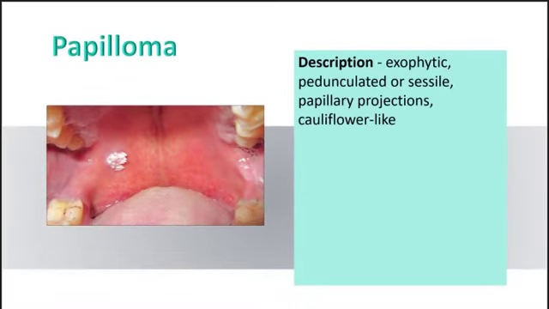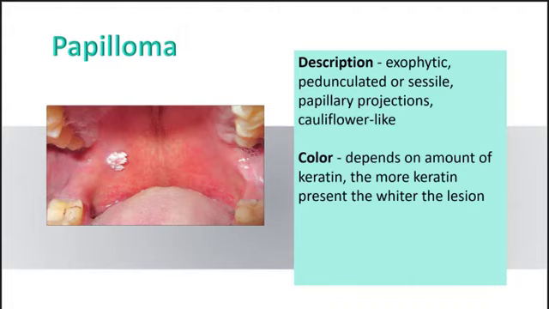So they're going to be pale or white, and the whiteness of the lesion is going to depend upon the amount of keratin present. Let me say that again. The whiteness of a lesion depends on the amount of keratin present.